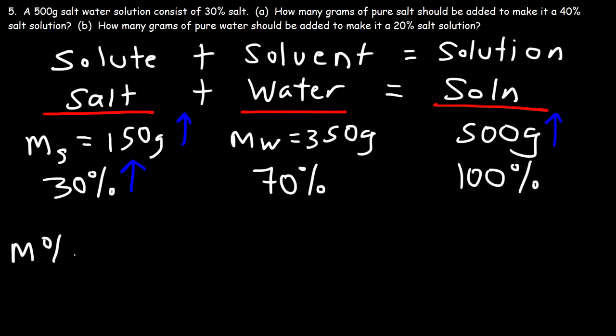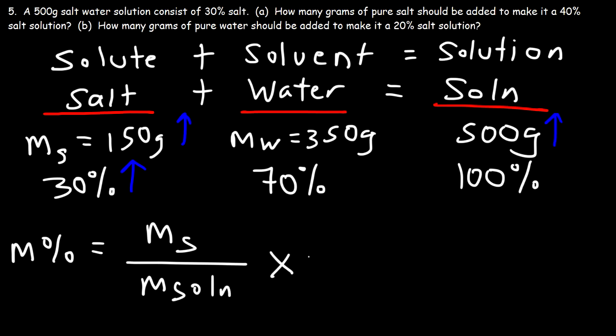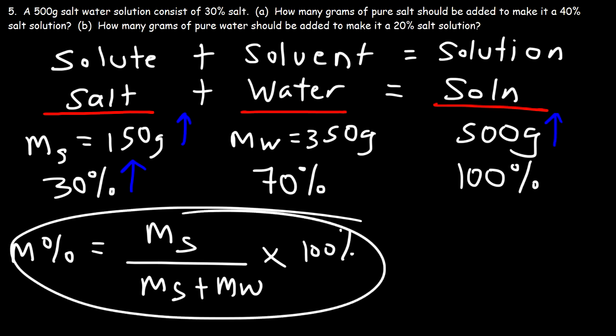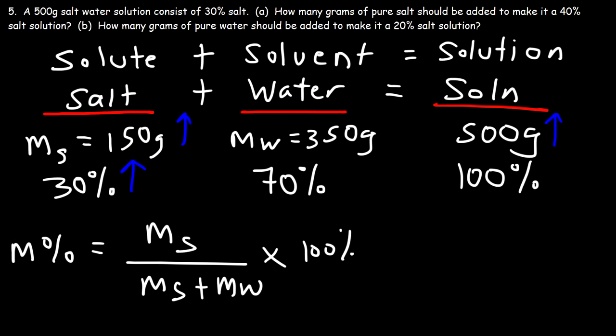The mass percent of a solution is basically the mass of the salt, or the mass of the solute, divided by the total mass of the solution, times 100%. Now the mass of the solution is the sum of the mass of the salt plus the mass of the water, times 100%. So this is the formula that we could use in order to get the answer.